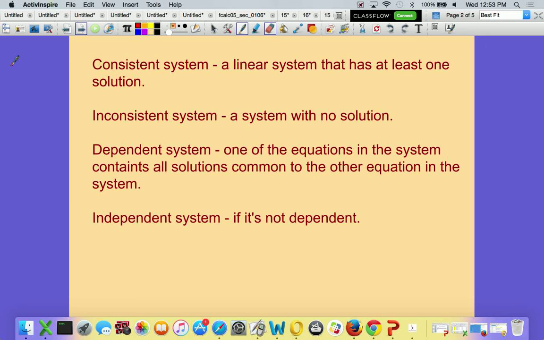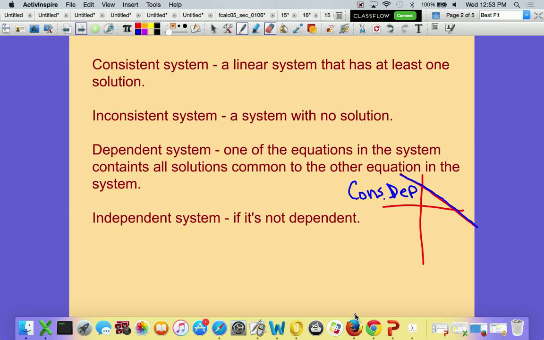If they are consistent, then you have to figure out, are they dependent or independent? Remember, consistent means that it has at least one solution. Dependent means, as it says here, one of the equations in the system contains all solutions common to the other equation in the system. That means that we have one line, and then we have another line, and they are right on top of each other. So if you have two lines where you have an infinite amount of solutions, this would be a dependent system. It would also be a consistent system.